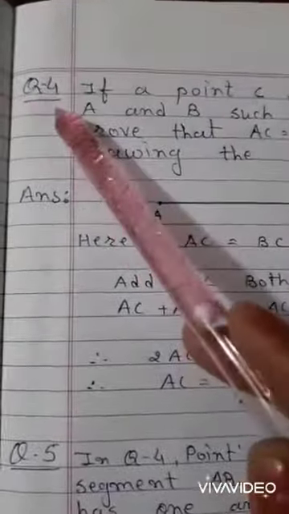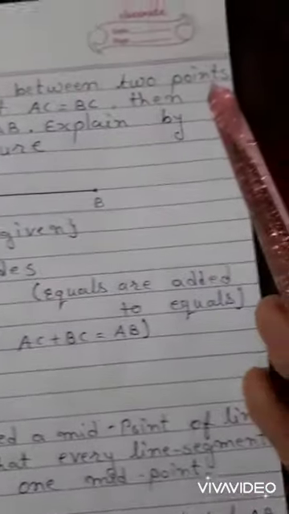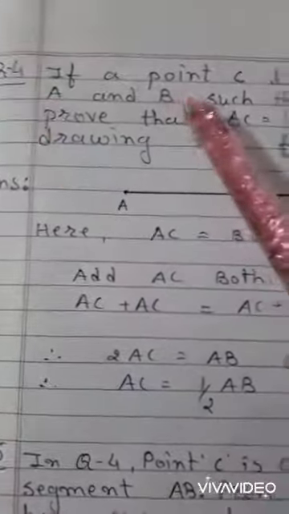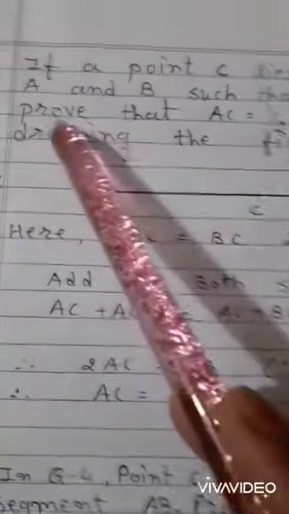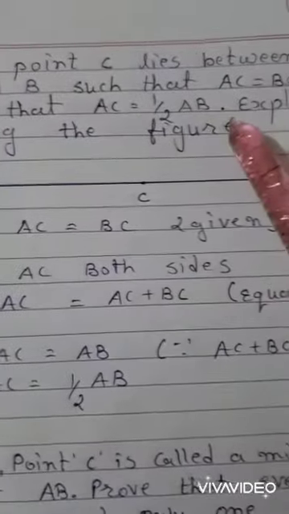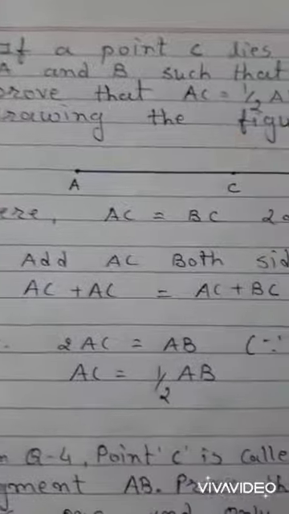Now we start question number 4. If a point C lies between 2 points A and B such that AC is equal to BC, then prove that AC is equal to 1 half AB. Explain by drawing the figure.